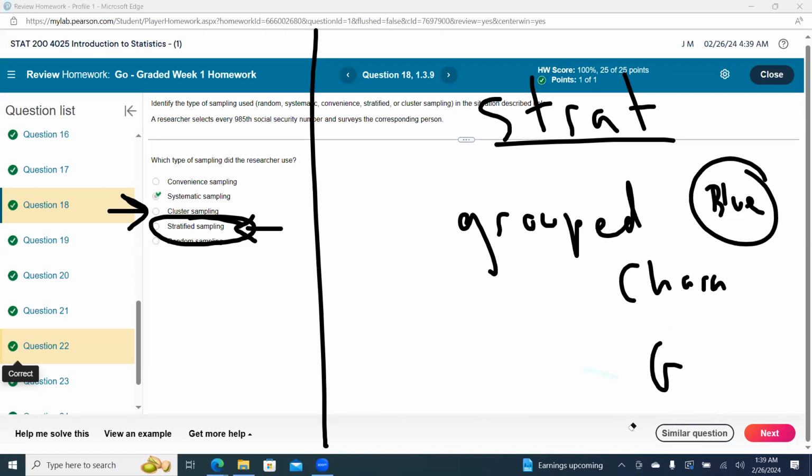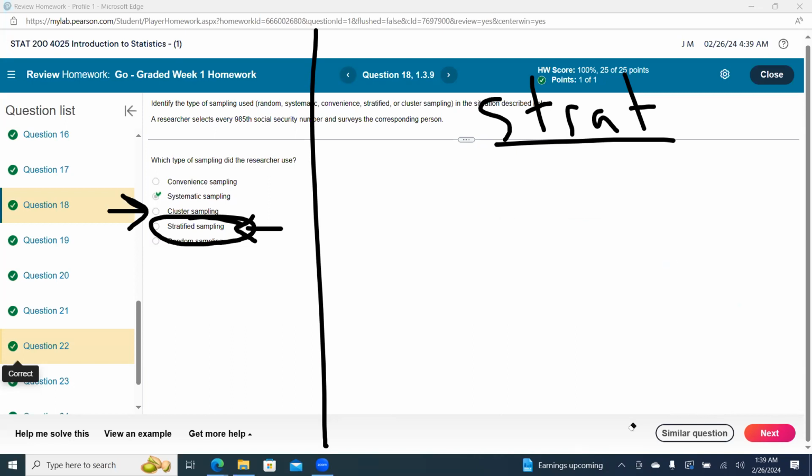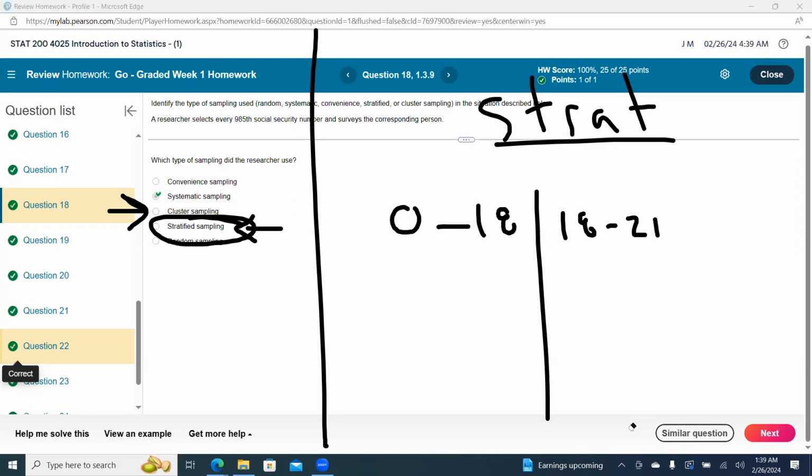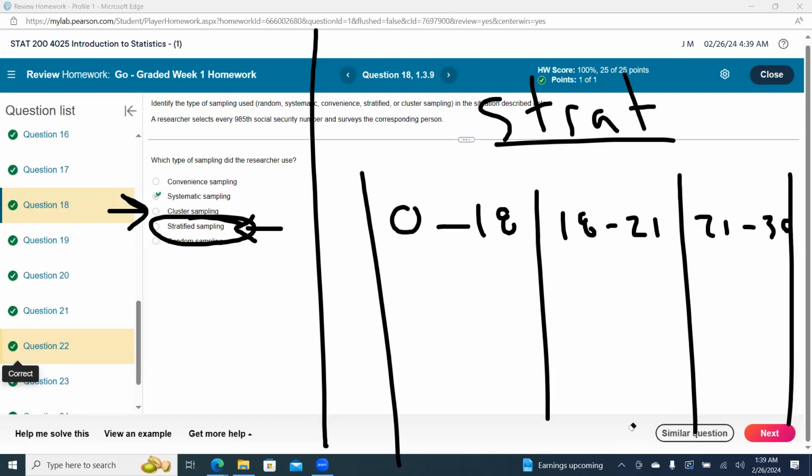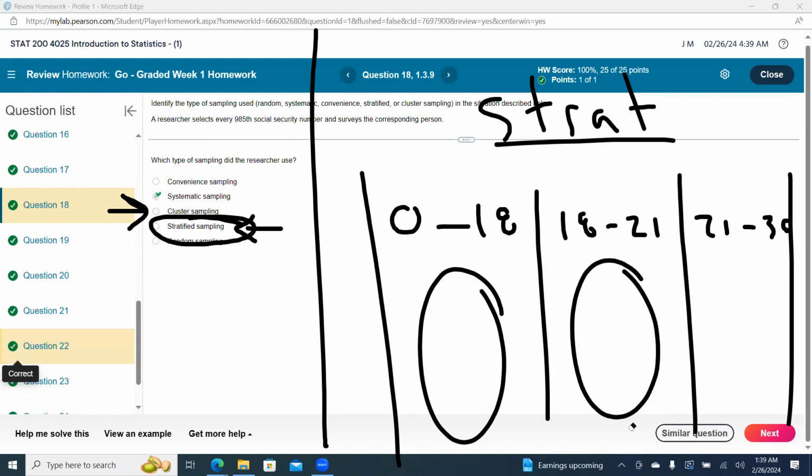Maybe we have a chart. It doesn't matter what the chart is, but we have 0 to 18 years of age, 18 to 21, 21 to 30. We have people grouped in age brackets. Well, that is grouped by characteristics. Everybody in this group is 0 to 18, or 18 to 21. So that is grouped characteristics.